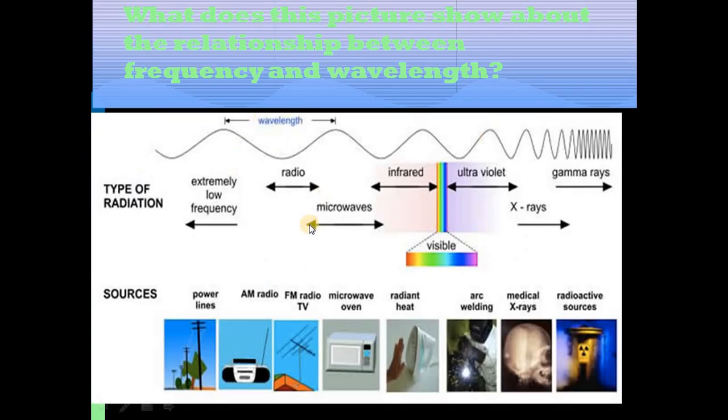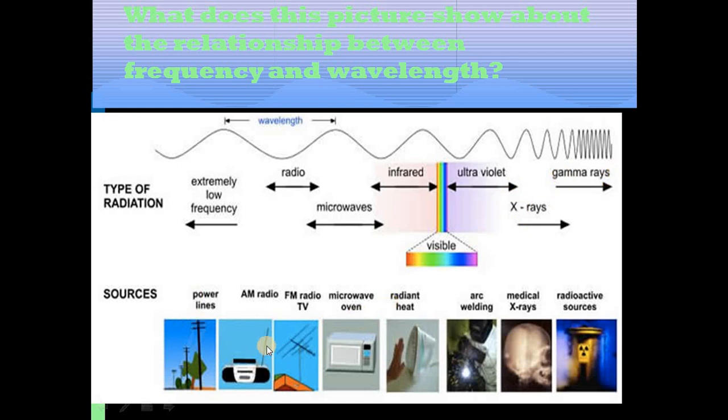Now what does this picture show about the relationship between frequency and wavelength? If you see this spectrum or this diagram, it shows that the wavelength goes on decreasing and frequency goes on increasing as we go from the left side to the right side. Here we have very low frequency and the highest wavelength, and as we go in this direction the wavelength decreases and frequency increases, from extremely low frequency to radio waves, microwaves, infrared, the visible spectrum in which there are 7 colors, ultraviolet radiations, X-rays and gamma rays.